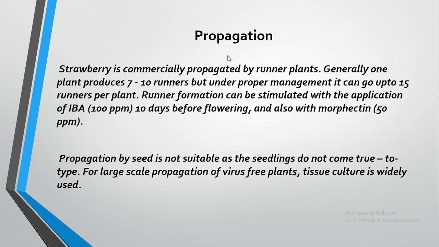Now propagation. Propagation of strawberry is commercially done by runner plants. On an average, one plant can produce 7 to 10 runners under proper management, and it can go up to 15 runners. Production can be stimulated with the application of growth regulators like IBA, 100 ppm 10 days before flowering. And also, GA3 is also found to be effective in runner production.